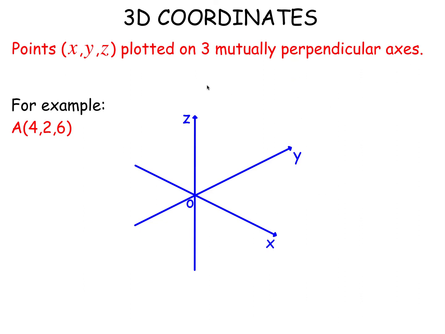We plotted points on a set of axes that were at right angles to each other. So if we plotted 4, 2, 6 to depict that as best we could, here's a set of x, y, and z axes. There would be 4, 2, 6. 4 on the x, 2 on the y, and 6 on the z. So that's 4 along here on the x-axis, and at right angles to that, into the board, 2 on the y-axis, and vertically, so at right angles again, 6 on the z-axis. 4, 2, 6.